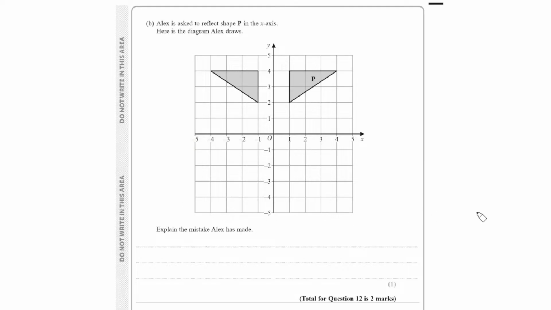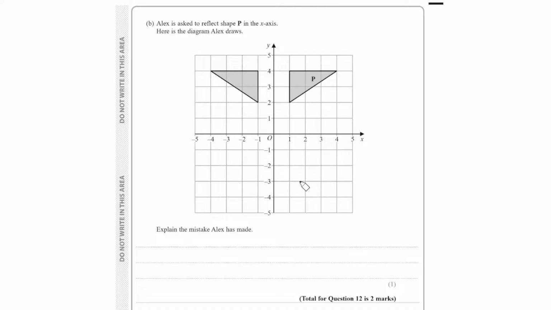Yeah, part B is on the second page. So Alex is asked to reflect shape P in the x-axis. Here is the diagram Alex draws. So he's been asked to reflect it in the x-axis. Explain the mistake Alex has made. So you can always try and figure out how you might do it and then see how your answer is maybe different to Alex's answer.